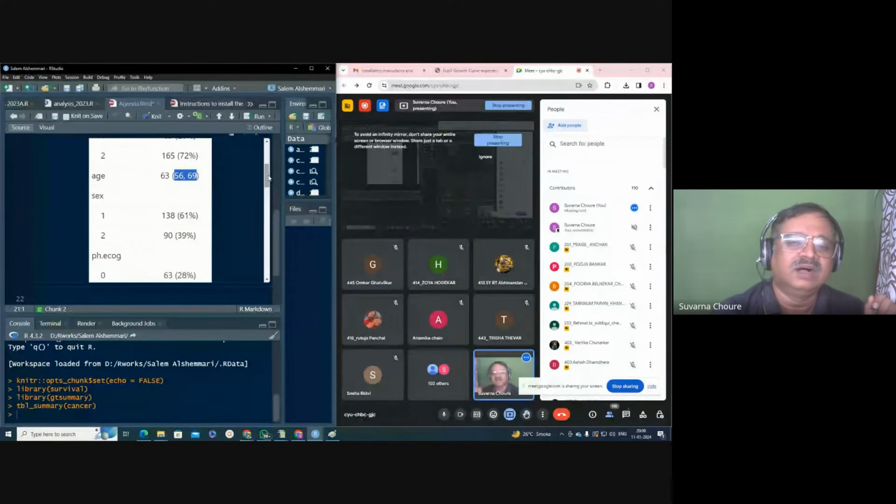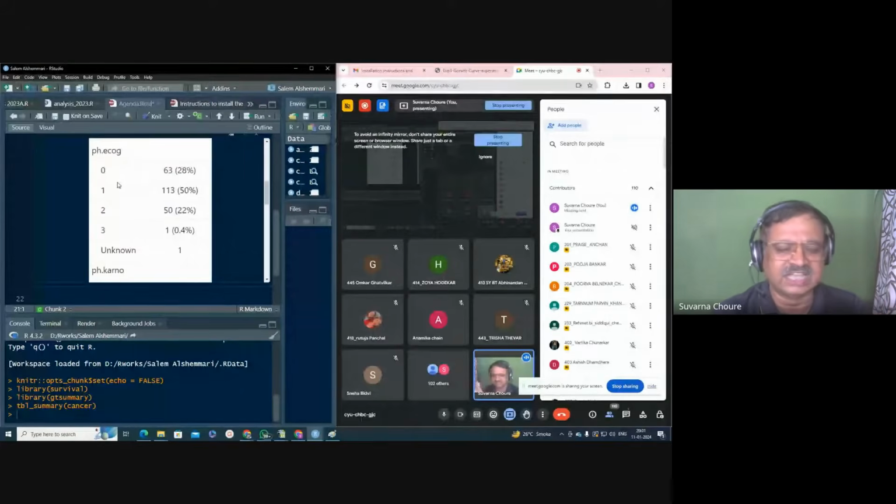Then 1 is for male. 138 males were there. 61% male patients were there in this study. 2 is for female. 90 patients were females. 39% females were there.